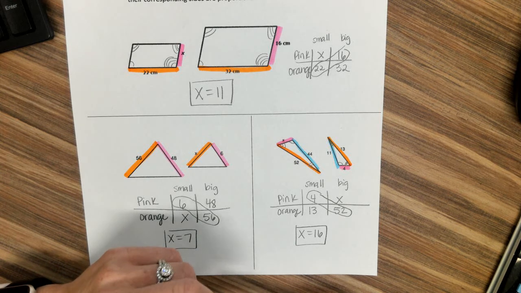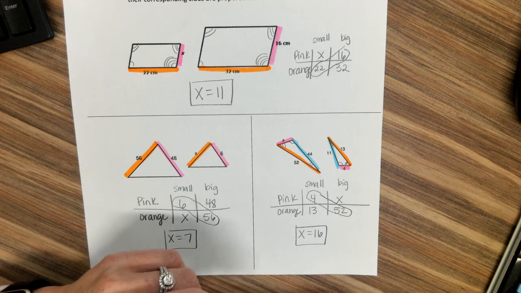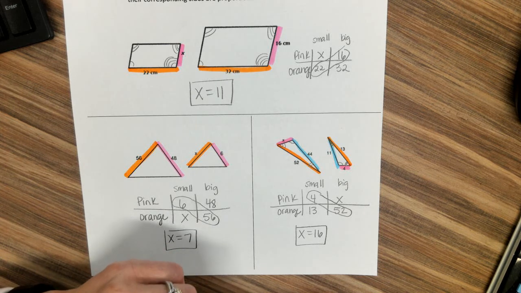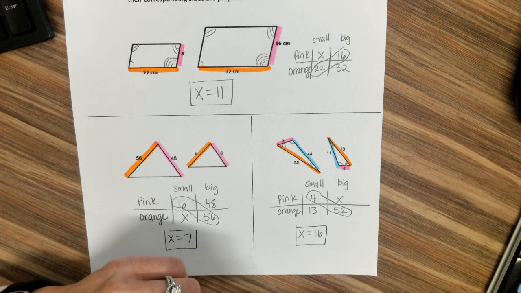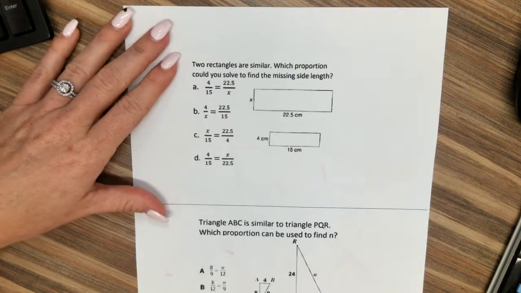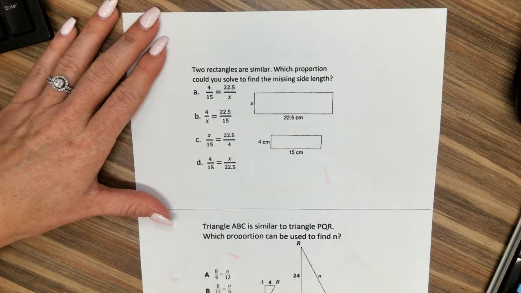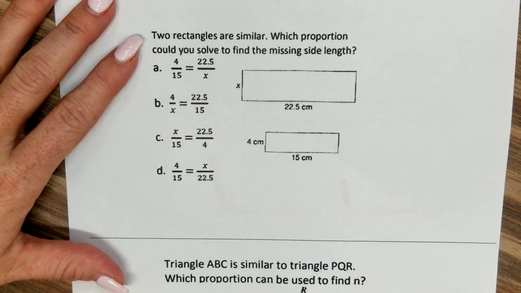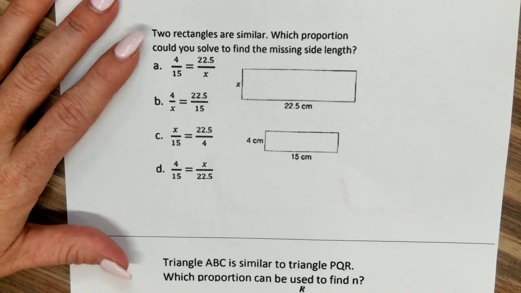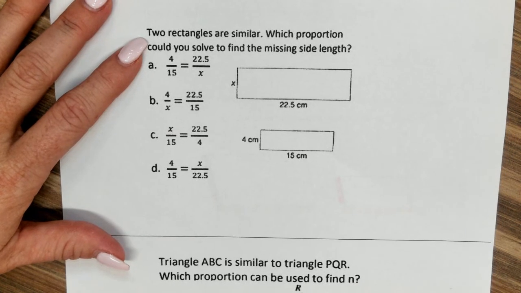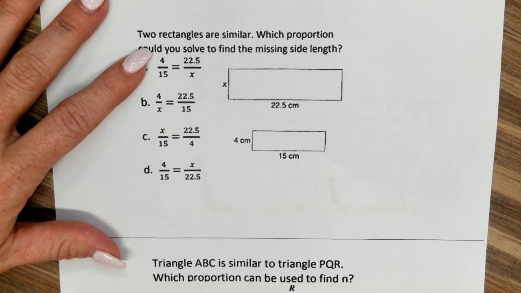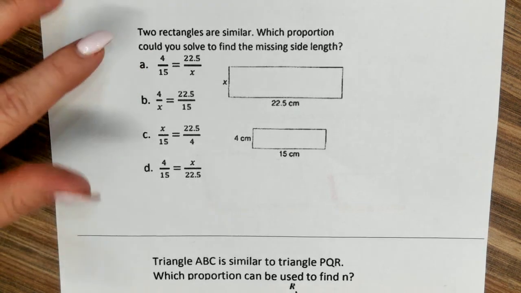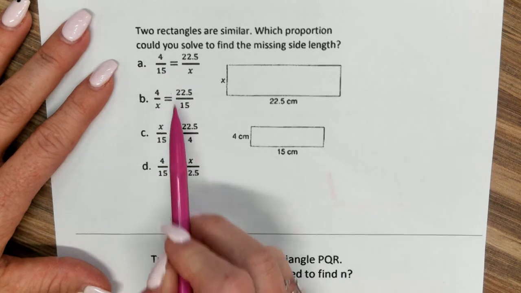Now, how could they possibly ask this on the STAR test? That's what I'm going to show you next. Are y'all ready? Because this can get confusing. Turn to the back. What they are going to do is give you a picture of two similar figures. Then they're going to ask you which proportion can be used to solve for the missing side length. What they gave you right here are boxes.